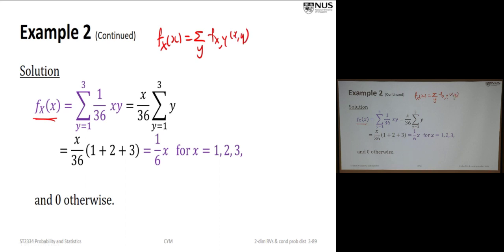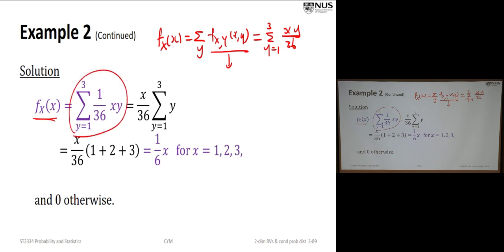All right? But this joint PDF is equal to 0 for other possible y values. So basically, it's equal to the sum over y from 1 to 3 of xy over 36. For other y values, such as 4, 5, 6, the joint probability function is 0. So it boils down to this one. That's how we got this one.